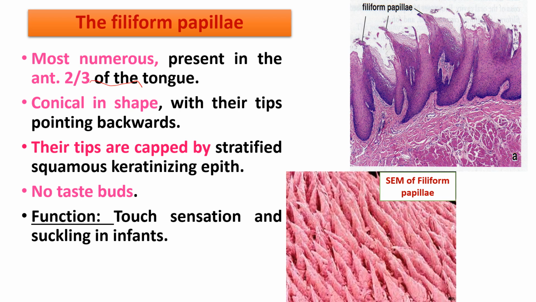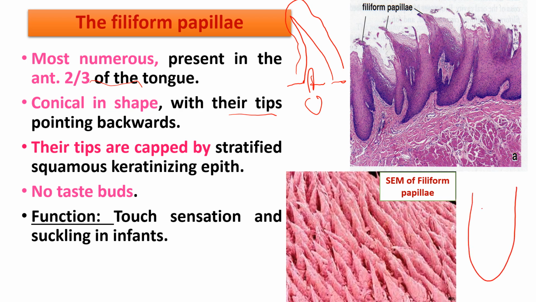So what is the shape of filiform papillae? To call it filiform, it is like a filament. It has a wide base and narrow apex. It is a projection, an elevation of connective tissue or lamina propria, covered by the epithelium. This projection is conical in shape. Their tips are directed backward toward the V-shaped sulcus of the tongue.